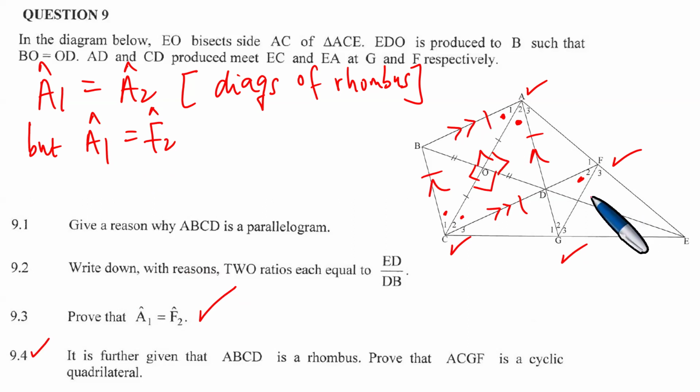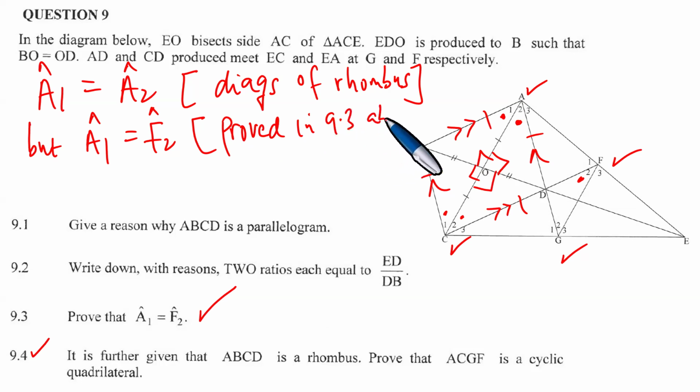Why is the angle A1 equal to the angle F2? Because it was proved in 9.3 above. Sorry, this A1 equals F2, it was proved in 9.3 above, and then we are in business to say therefore.